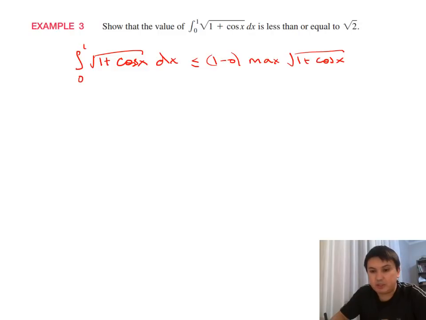But where are we taking the maximum? We are taking the maximum from 0 to 1. What is the maximum value that the square root of 1 plus cos x can get? Well, we know that cosine x is always less than or equal to 1. In fact, it equals 1 at 0, right? At 0, cos 0 is 1. So this maximum value is the square root of 2, right? So this whole thing is simply the square root of 2.